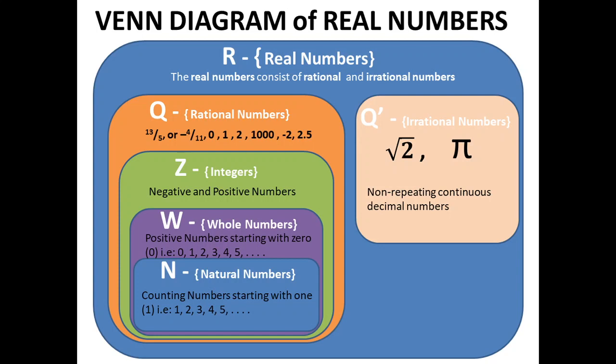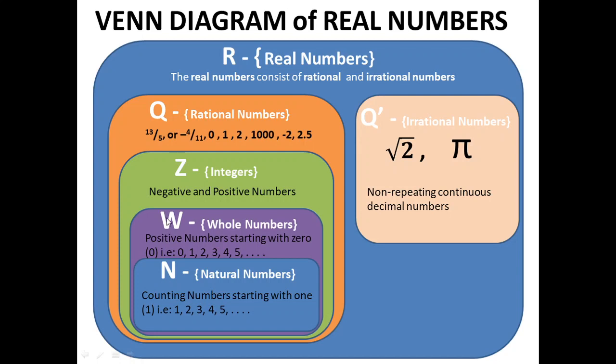Now, based on this illustration, natural numbers are a subset of whole numbers, also a subset of integers, also a subset of rational numbers, and of course, a subset of our universal set, which is the real numbers. Natural numbers are denoted by N. Now I hope you understand what a subset of real numbers is.